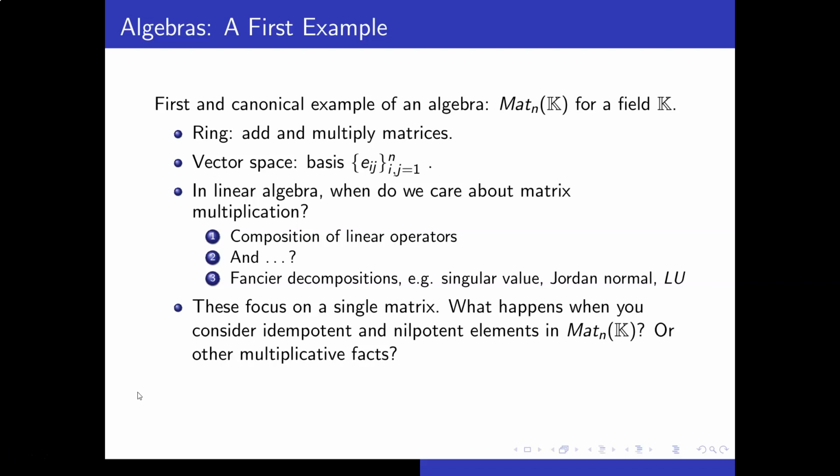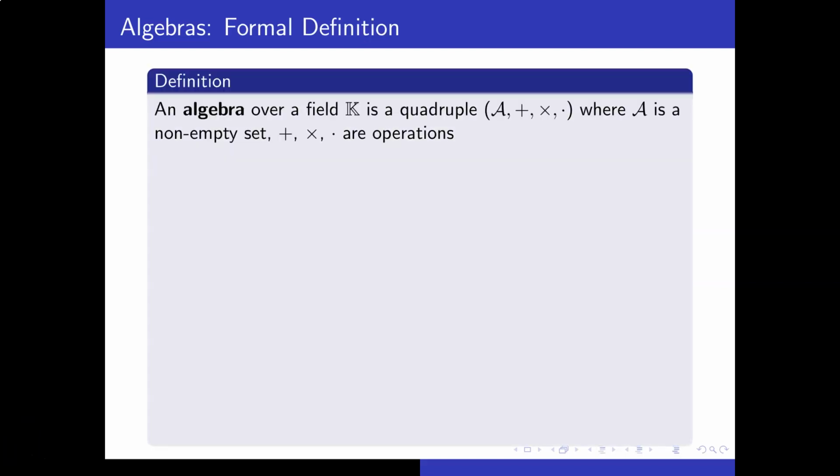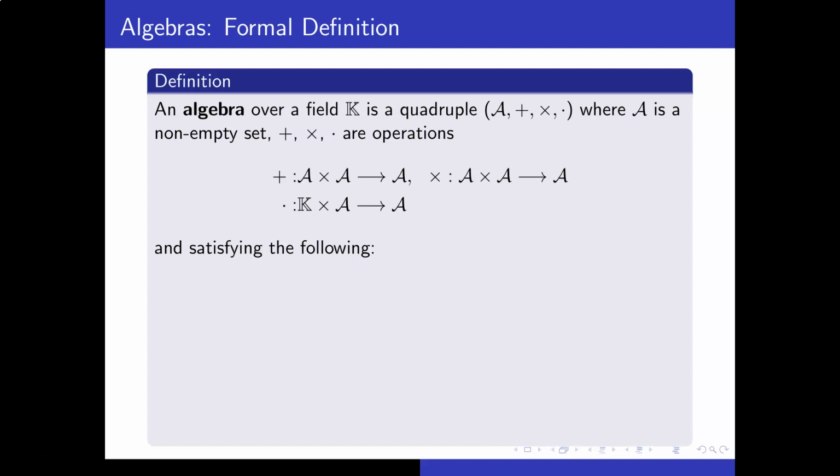All right, so let's start with the definition. Okay, so an algebra over a field K is going to be a quadruple. You're going to have this non-empty set A paired with three operations. All right. One of those will be addition. All right. This will be a binary operation on A. One will be multiplication. So again, another binary operation on A. So I can add two vectors. I can multiply two vectors.